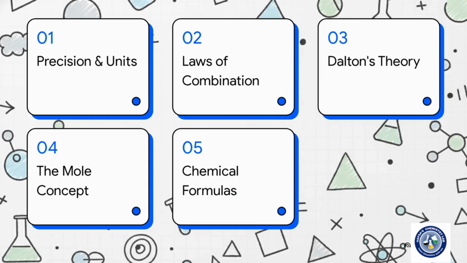To answer that, here is our roadmap. We'll start with precision and dimensional analysis, move right into the laws of chemical combination, explore Dalton's atomic theory, master the mole concept, and finally, decode empirical and molecular formulas.